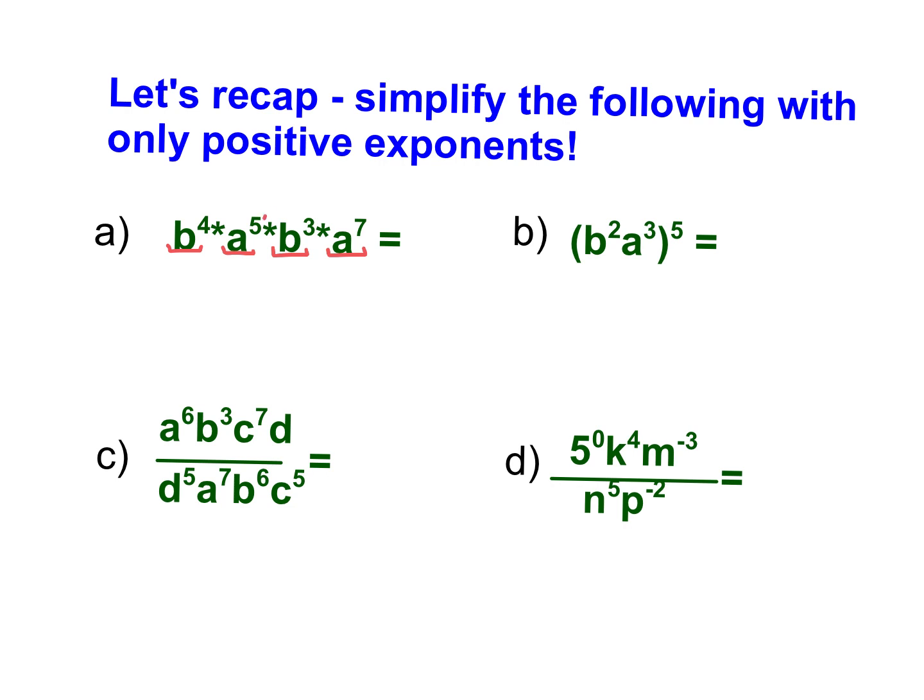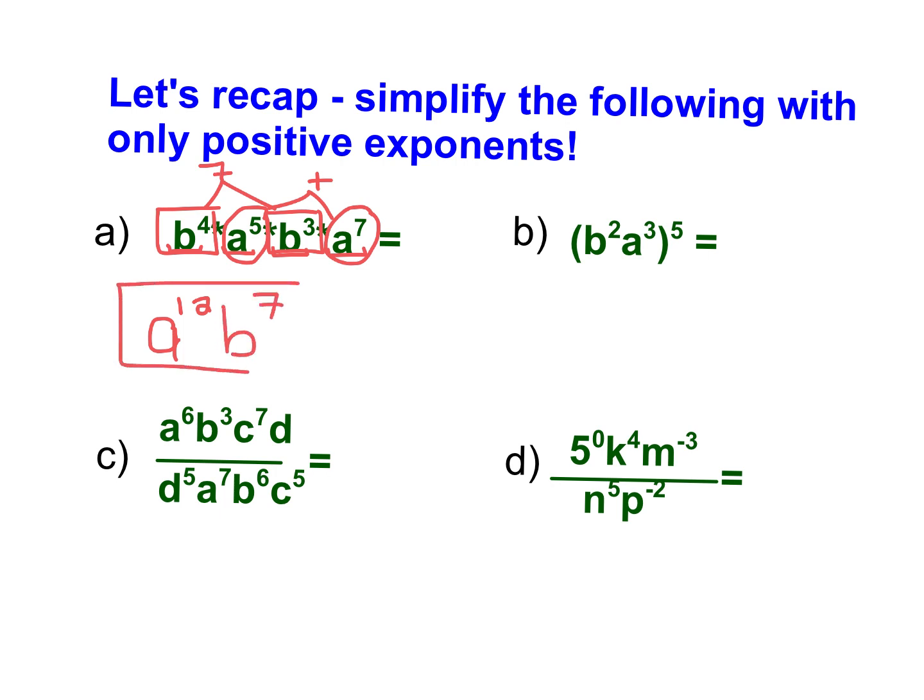So here what I notice is I have a to the power of 5 and a to the power of 7. And because they have a common base and they're being multiplied, I know that I can add their exponents together. So here this would become a to the power of 12. And then the b values, those can also be added together to be b to the power of 7. So we add the exponents of common bases together that are being multiplied.